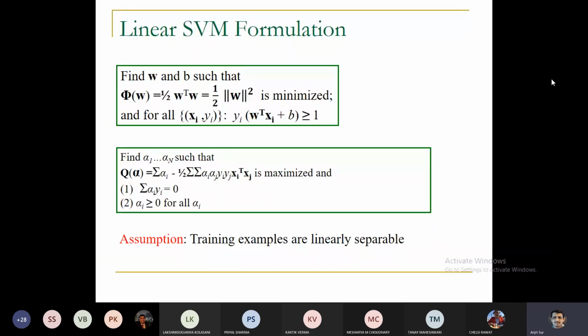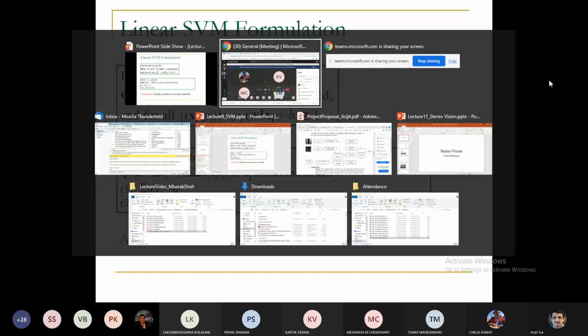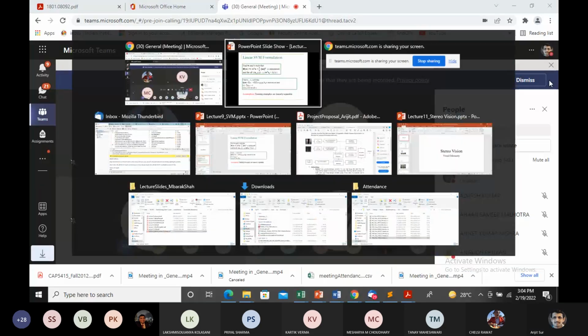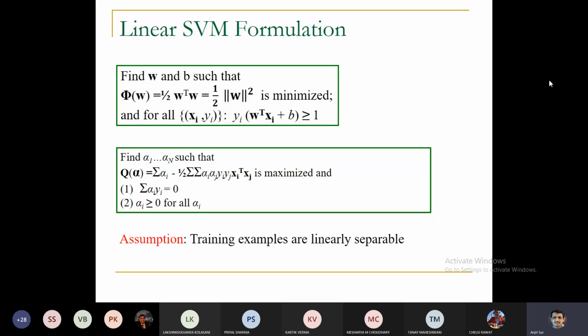Okay, so the slide is visible. Hello, slide is visible. Yes, sir. Yeah. Oh, thank you.